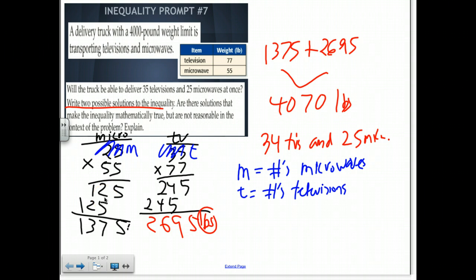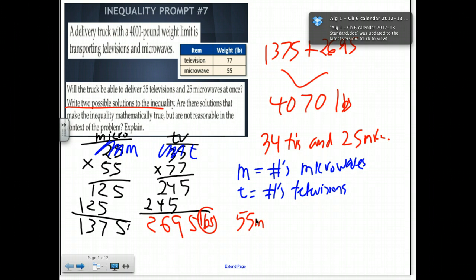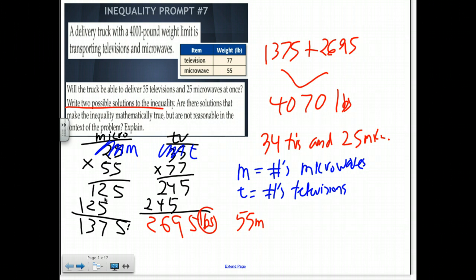How do we figure out the weight of m microwaves? Very good. So we say 55 times m, we figure out the total weight of whatever number of microwaves I'm going to have. And what about televisions? Add the weight of each television, and I don't know how many, so I'm just going to say 717 times T. If we add them all up, what do we want the weight to stay under? 4,000 pounds. And what symbol should we place in here? Less than or equal.